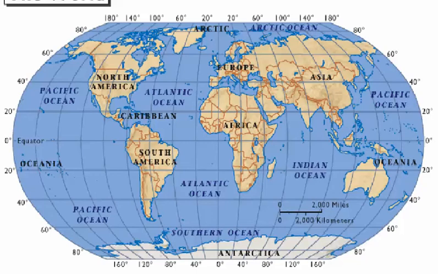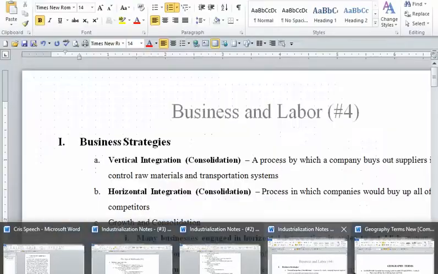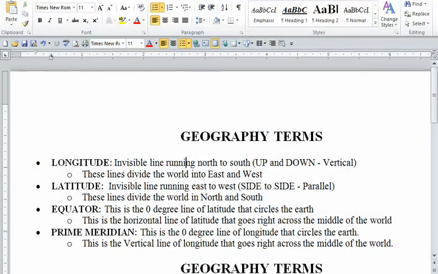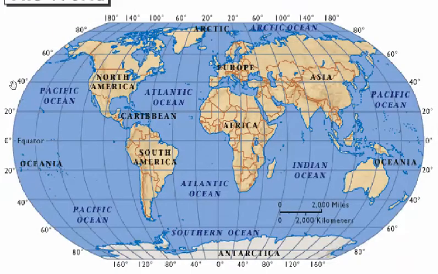The other term is latitude. Invisible lines that run east to west, side to side, and are parallel. These lines divide the world into north and the south. And the 0-degree line of latitude is the equator. And if we go here, 0-degree line of latitude, this is 0. The equator, right down the middle of the world.